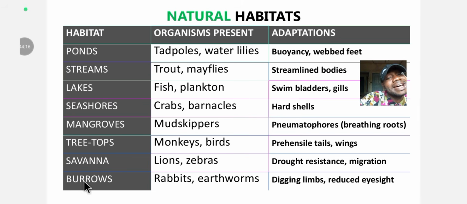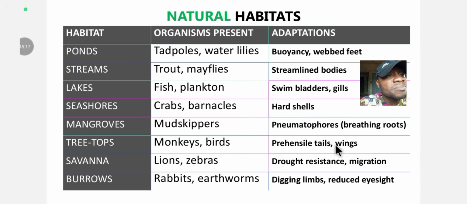Let's look at the final terrestrial habitat, which is burrows. You know the meaning of burrow, a place where they enter inside the ground. We have rabbits and earthworms as organisms found in burrows. Hope you know the benefits of the earthworm burrow to the soil. The benefit of earthworm burrow is that they help to conserve soil nutrients. That's number one. And number two, they help in soil aeration. These two are very important: soil aeration and soil nutrient boost. That's the positive effects of earthworm burrow.